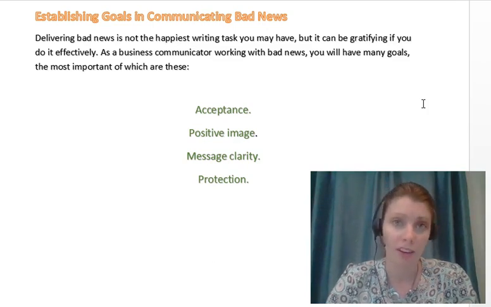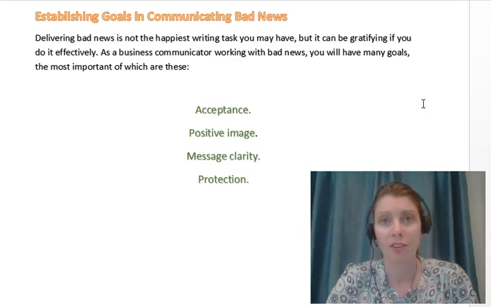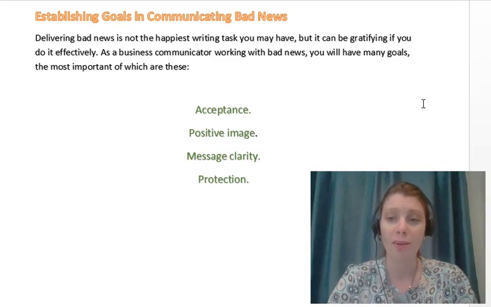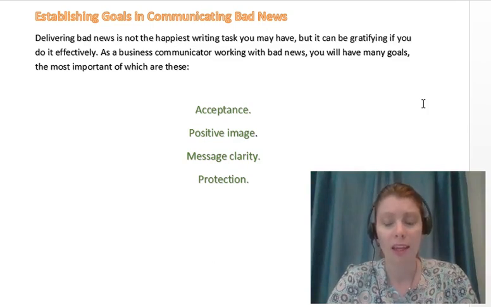Now, message clarity is of course important. You need to make the message clear so that additional information is not required and you do not get a follow-up message from people saying, oh yeah, we received it, but we really didn't understand. And protection. You need to avoid creating liability or responsibility for you or your organization. So be aware that anything you write on company letterhead is considered a legal document. So be careful what you're writing.